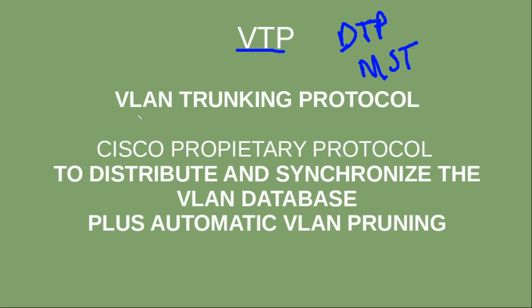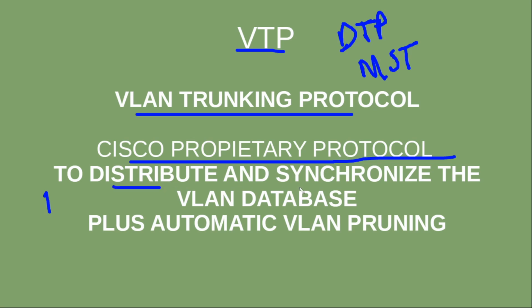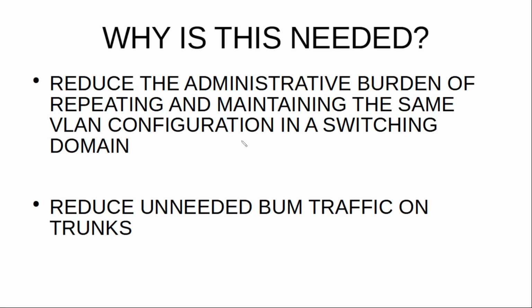VTP stands for VLAN Trunking Protocol. It is a Cisco proprietary protocol. It basically does two things. The first thing it does is distributing and synchronizing the VLAN database, and secondly, it does something that is known as VLAN pruning. So why do we need this? Actually, VTP tries to solve two problems.